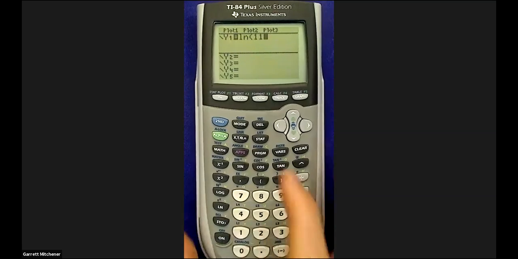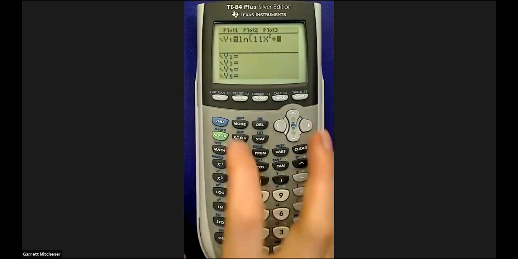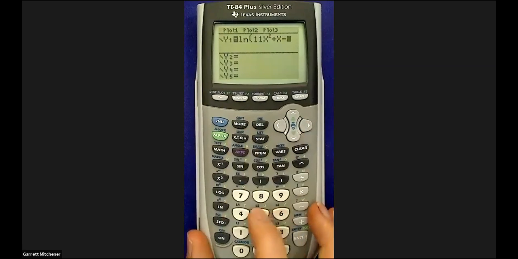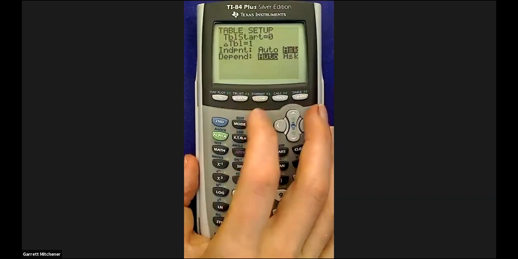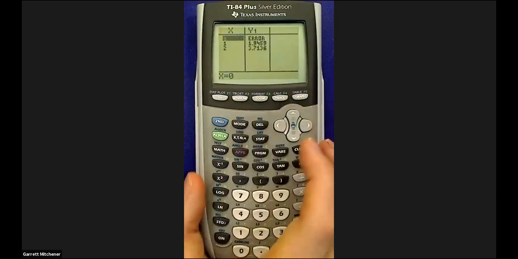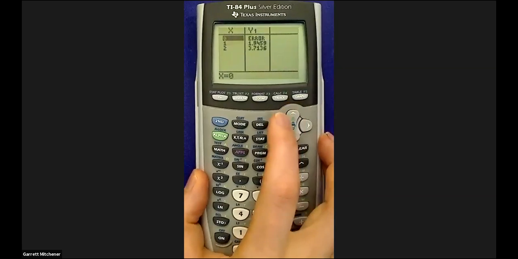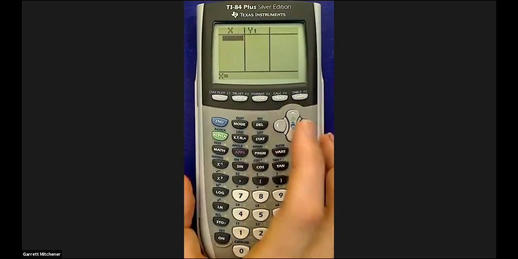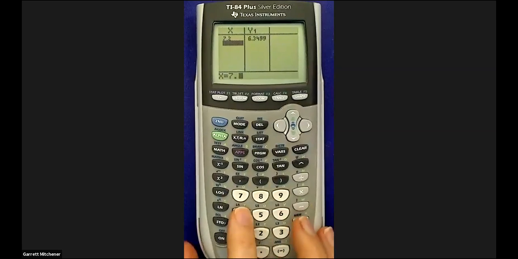Ln of 11x squared plus x minus 5. And let's just be sure the table is still set up to ask. And looks like I've got some stuff in here from a previous problem. Let me clear that out. We're interested in 7.2 and 7.4.